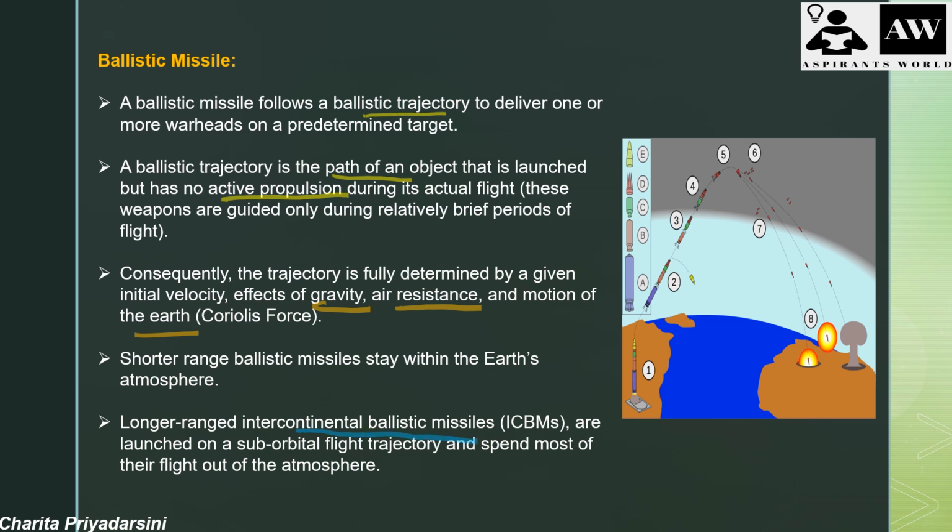The short range ballistic missiles stay within the earth's atmosphere, but the long range intercontinental ballistic missiles are launched on a suborbital flight trajectory, that is, they spend most of their flight out of the atmosphere. That means, category wise, the short range is used within the earth's atmosphere, but the longer range are used as intercontinental ballistic missiles so that they have their flight even out of the atmosphere. So in this way we have the ballistic missiles category.